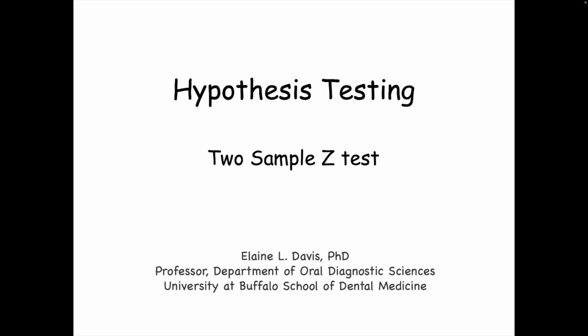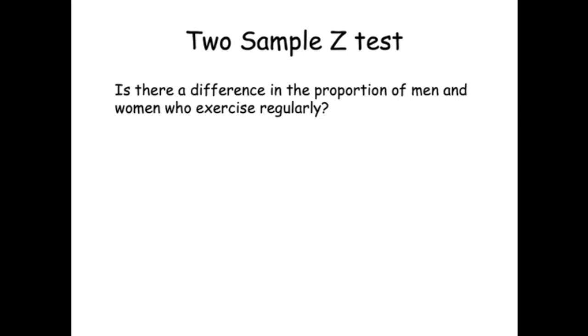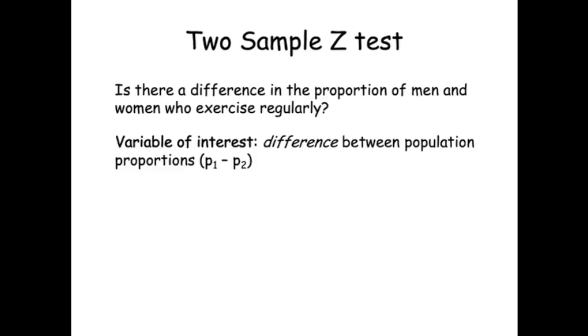This video focuses on the two-sample z-test. So far, we have looked at hypotheses involving one proportion. The two-sample z-test is used to compare two proportions. For example, we might want to study both men and women to determine if there is a difference in the proportion who exercise regularly. We now have two population proportions, and the variable of interest is the difference between them.